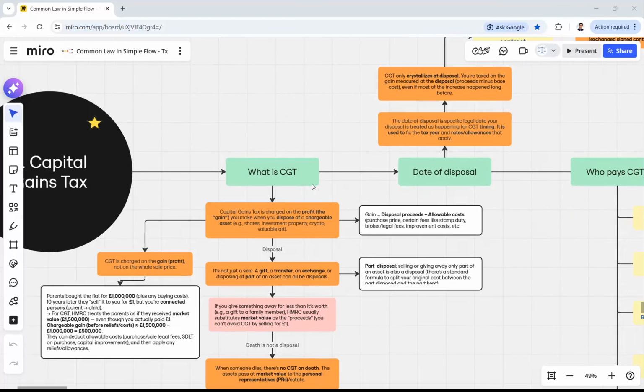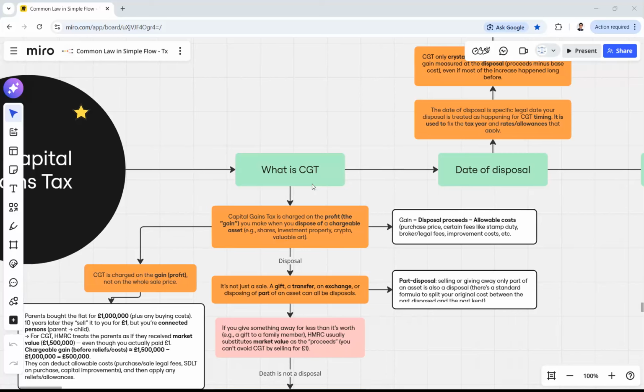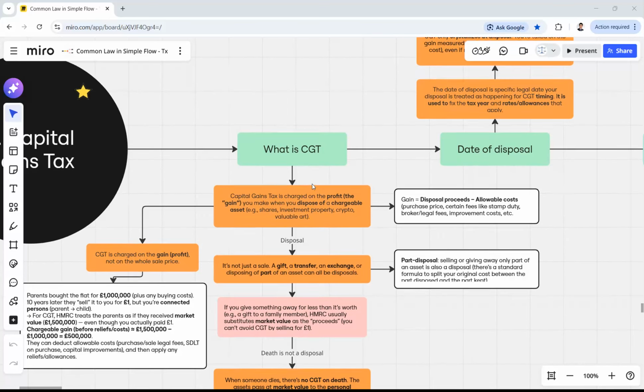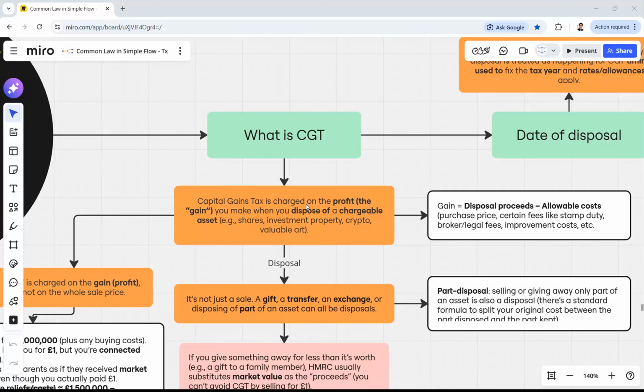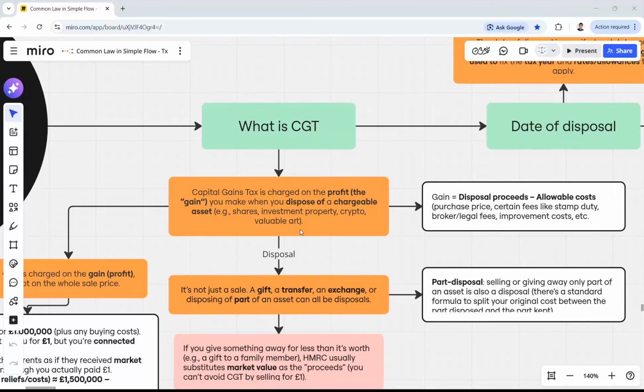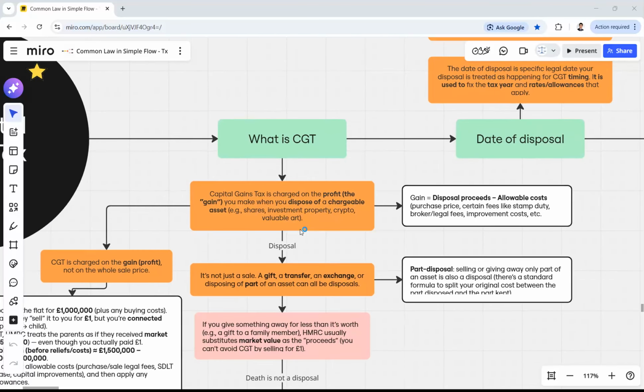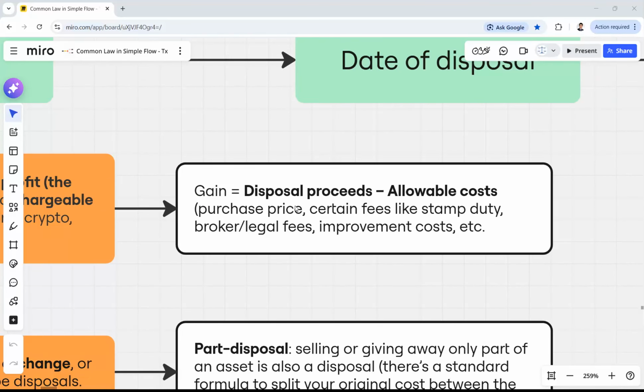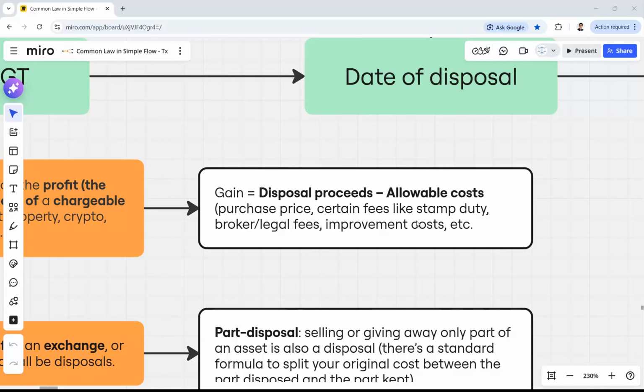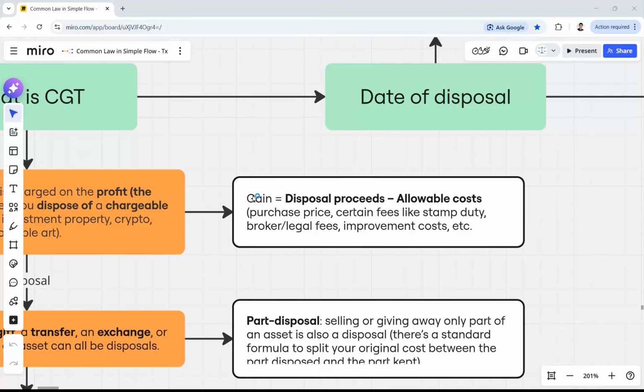Gain means disposal proceeds minus allowable costs, for example, purchase price, certain fees like stamp duty, broker and legal fees, improvement costs, etc. So you are not just considering what you have received from the buyer, but you take the price. For example, you have sold a painting for 1,000 euros or pounds, and you are deducting allowable costs.